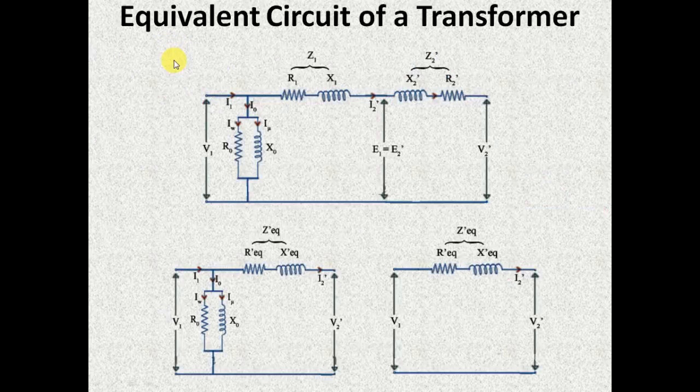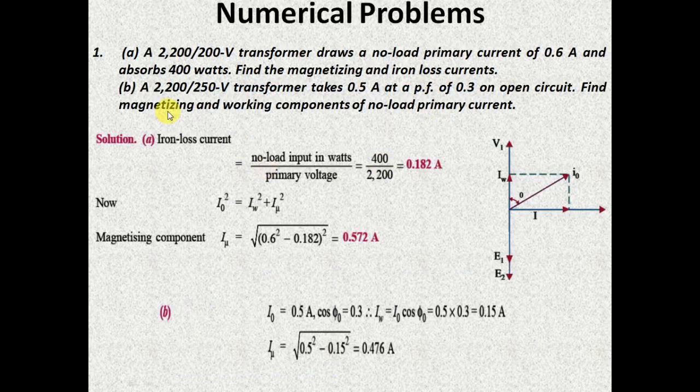As I told before, V1 into IW will be giving you the value of iron loss, that is actually 400 watts. So from there you can easily find the value of IW, that is the iron loss component. We will also call it as active component or working component.